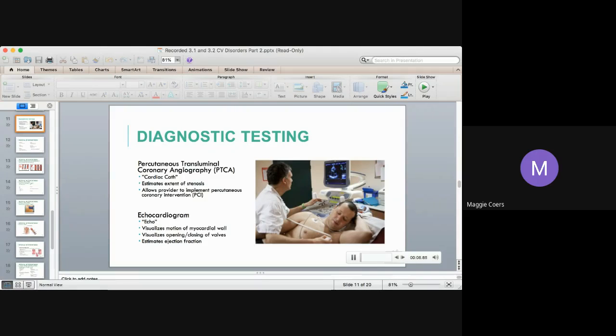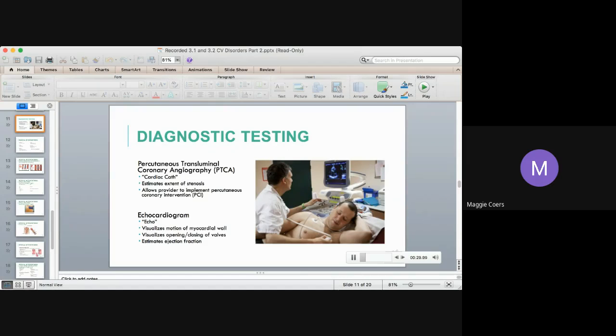But here's some other tests that we might do. A cardiac cath is something that's done in radiology, and it estimates how bad the stenosis is in the coronary arteries. Okay, so these are just some diagnostic tests for coronary artery disease, not necessarily for an MI, or some type of cardiac event.